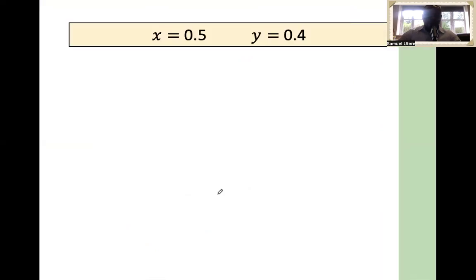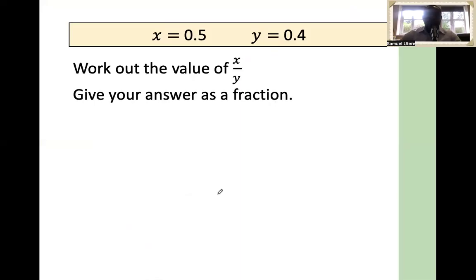Let's look at a new learning for the second part of this lesson. How would we do this calculation given that x is 0.5 and y is 0.4? Well, if we want to work out x divided by y, we have to write them as fractions. So because we've been told to give our answer as a fraction, we have to rewrite x, which is 0.5, as a half. And y, which is 0.4, is 4 over 10, which if we simplify will give us 2/5.